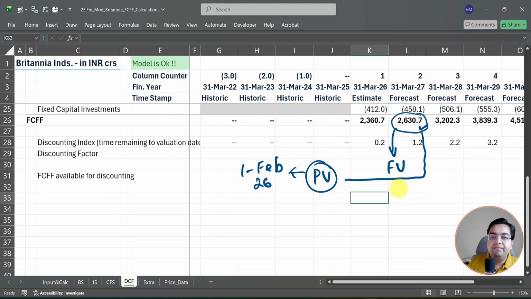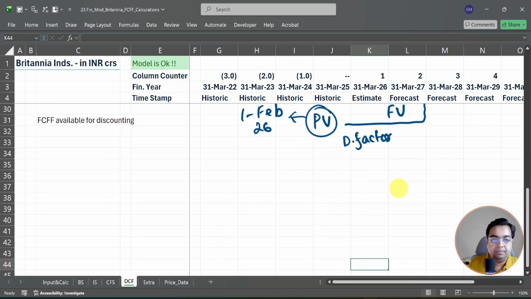For that, we will need to know what will be my discount factor in this case. Now, what do we mean by discount factor? This comes from the time value of money concept. If you understand the future value formula, it goes like this: future value equals present value into 1 plus r raised to the power of n. R stands for rate and n stands for number of periods.